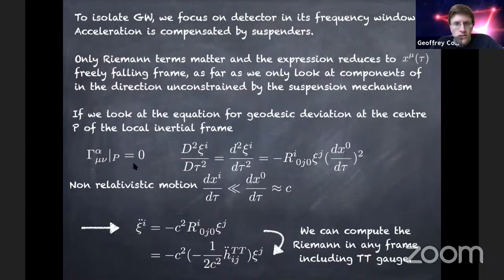So when you look at the equation for the geodesic deviation at the center of the local inertial frame, we take a freely falling frame. The geodesic deviation equation is given by this. The second derivative on the left-hand side, thinking about the direction orthogonal to the suspenders. The right-hand side is given by this. We imagine everything is moving in the detector with non-relativistic motion, so the leading term is dx0 over d tau. It's much bigger than the velocities. So that's the leading term, and the geodesic deviation equation is given by this equation, where this is around one, well, c squared.